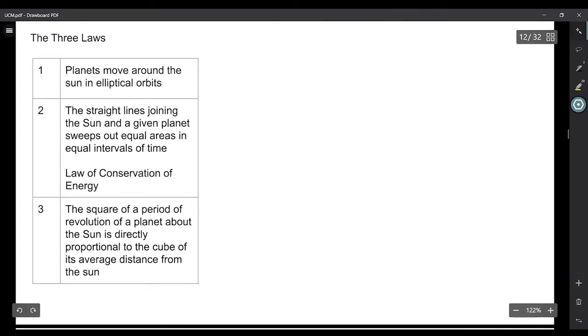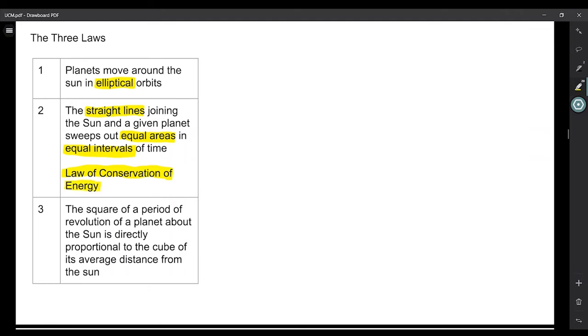There are 3 laws that make up Kepler's planetary laws. Number 1, planets move around the sun in elliptical orbits, which we should all know by now. Number 2, the straight lines joining the sun and a given planet sweep out equal areas in equal amounts of time. So equal areas in equal intervals of time. This also brings us to the law of conservation of energy, which you should have heard of before. If not, that's completely fine.